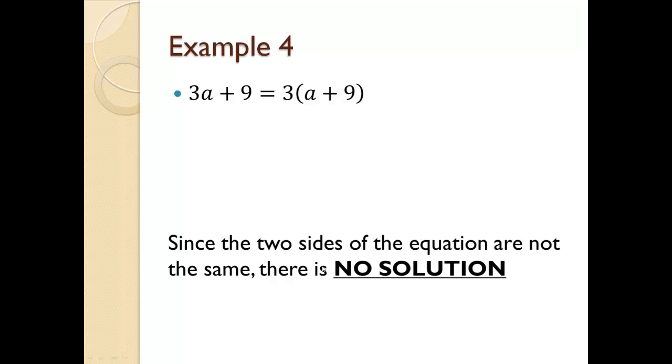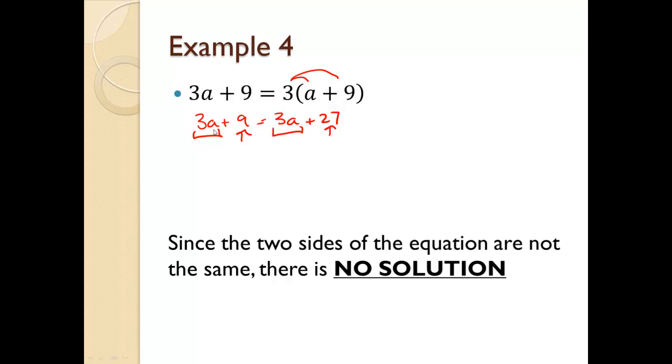Last but not least, now, this problem is not going to have a solution. I'm going to show you why. Because when you distribute, which would be your first step, since you see the parentheses, you get 3a plus 9 equals 3a plus 27. Okay, so they both have 3a. Okay, but this one's adding 9 and this one's adding 27. So since this part is the same in both, but this part is different on either side, then it can't be the same number because a is only going to be one thing.